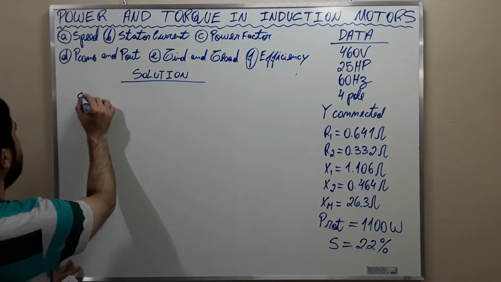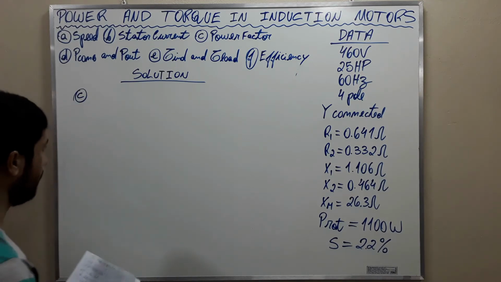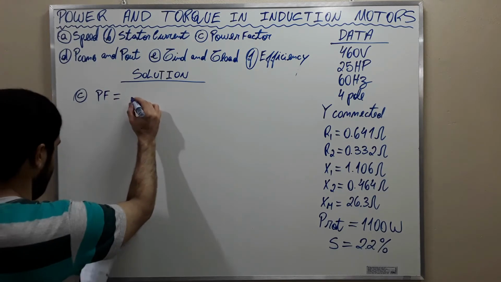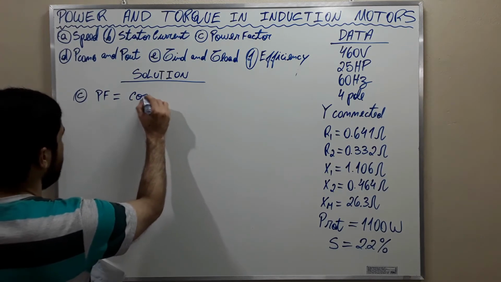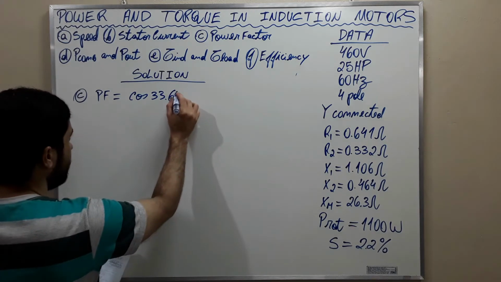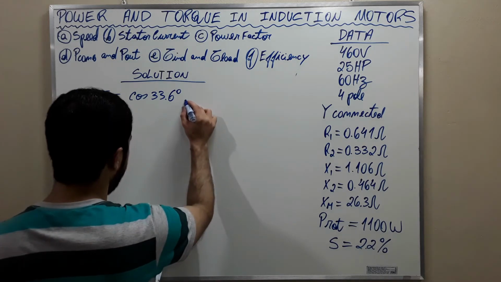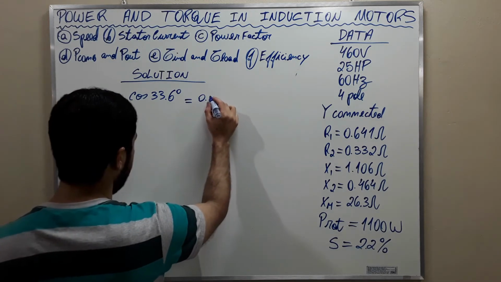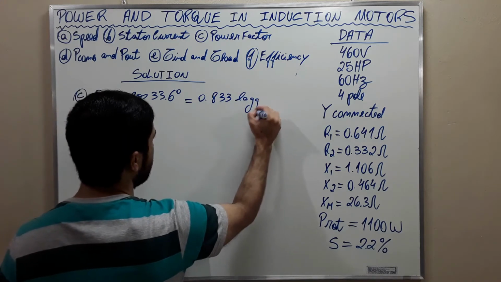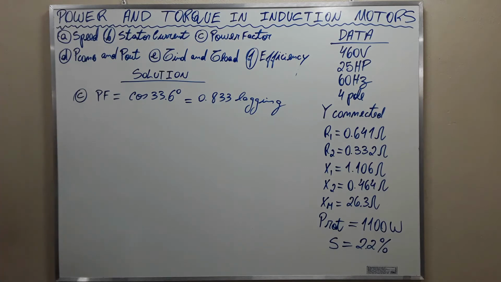Letter C, the motor power factor is the cosine of the angle, 33.6 degrees, which is 0.833 lagging. It is a lagging power factor.